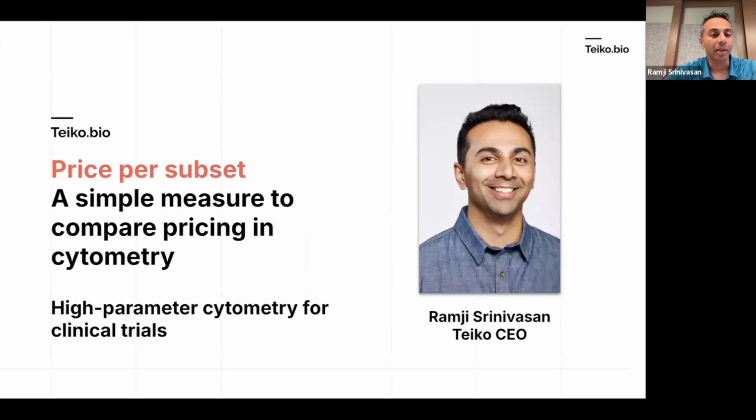We're going to talk today about price per subset, which is a simple, easy measure to compare pricing in cytometry. And just a reminder, our mission at TACO is to make high parameter cytometry routine and simple for clinical trials.